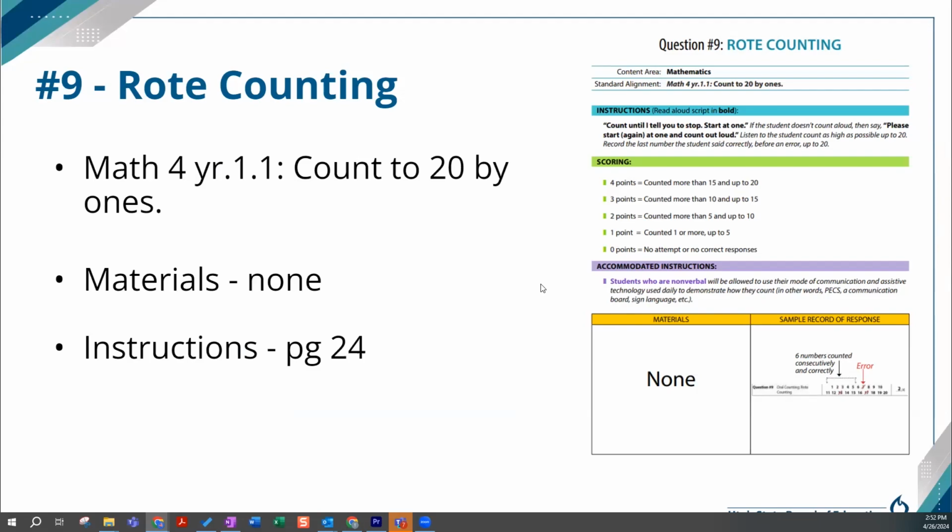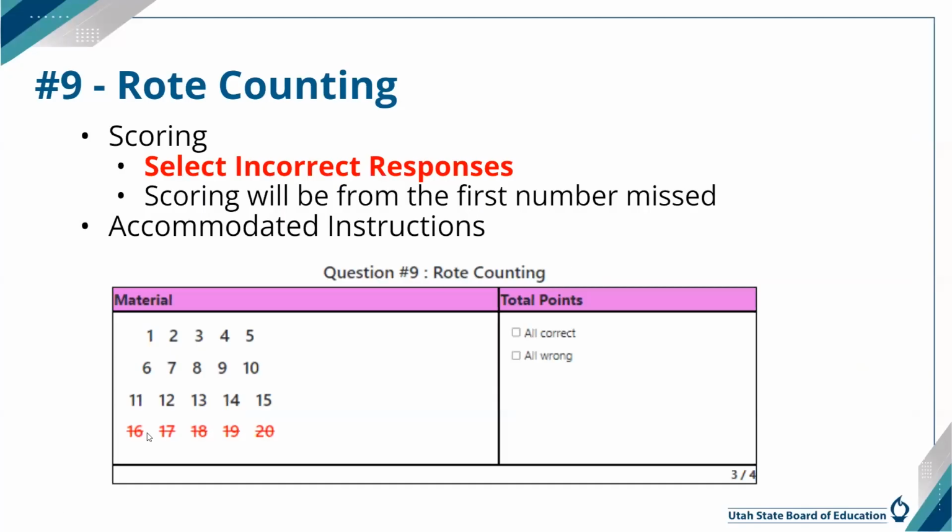And then on the scoring, you just select. So I just selected that. The first incorrect was 16, and the system blocked out all the other numbers, and it configured that I got 3 out of 4 for my points.